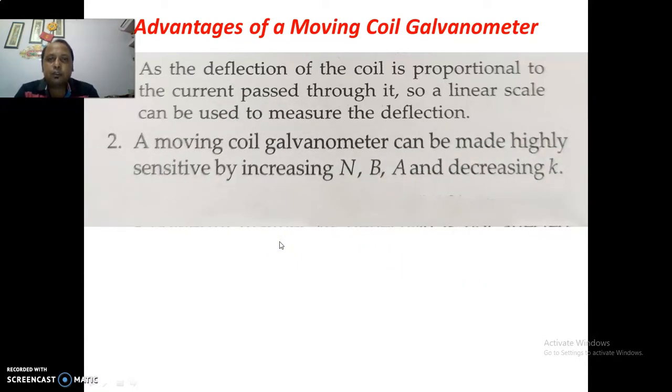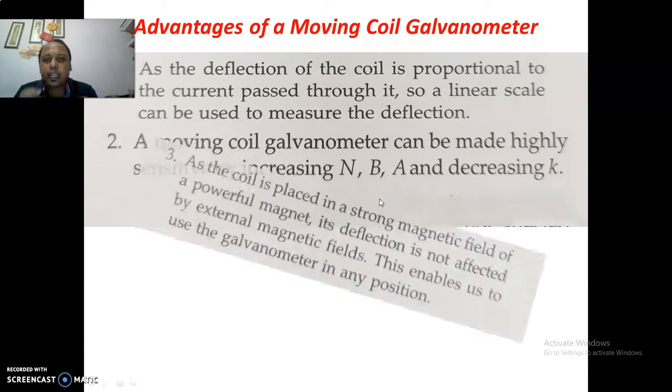Now, a moving coil galvanometer can be made highly sensitive by simply increasing N, B and A and decreasing the value of K. So we can increase the sensitivity of a galvanometer quite easily as compared to other current measuring instruments, where it becomes a little bit difficult to increase the sensitivity, but here it is easier for a moving coil galvanometer.